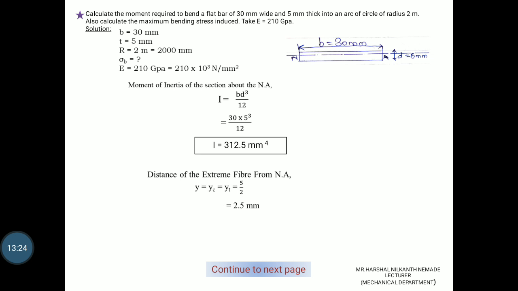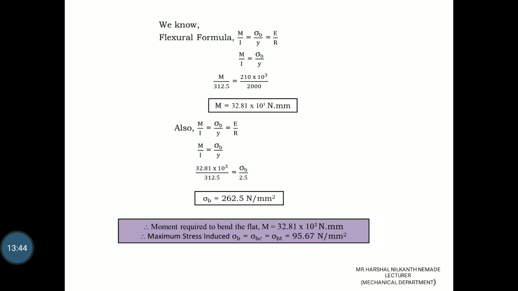First, moment of inertia, I is equal to BD cube by 12. Substitute, I will get I value is equal to 312.5 mm raised to 4. Distance from extreme fiber to neutral axis, Y is equal to YC is equal to YT is equal to 5 by 2 is equal to 2.5 mm. After that, we know the flexural formula, M upon I is equal to sigma B by Y is equal to E upon R.